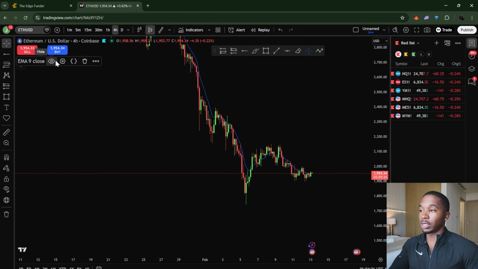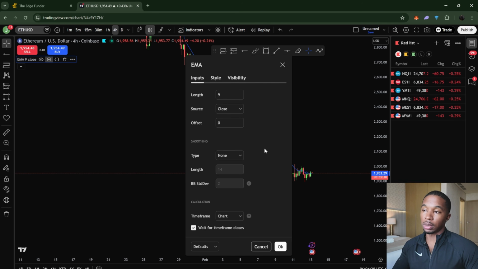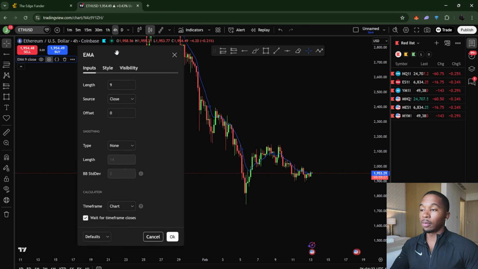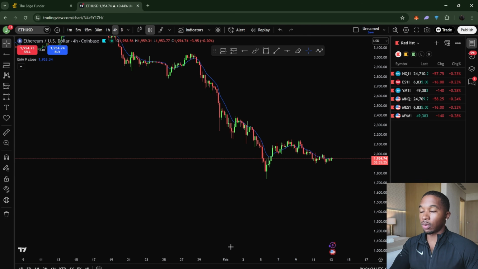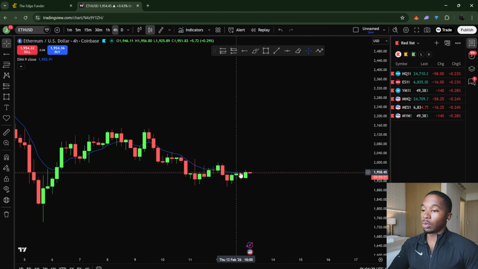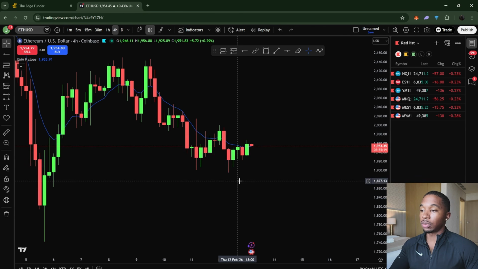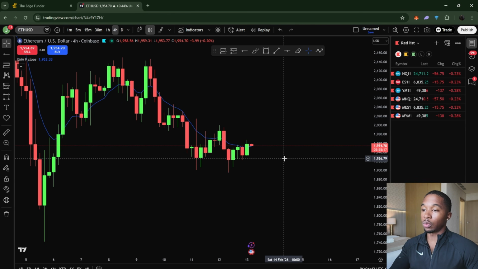Here you can go over the settings. I'm going to show you guys the main settings that a lot of people use. So if you go in settings, you'll see this pop up. Under length, essentially what the EMA is, first of all, before we get into this, what the EMA is, this blue line is simply just telling you the average price of where price has been throughout whatever period we're on.